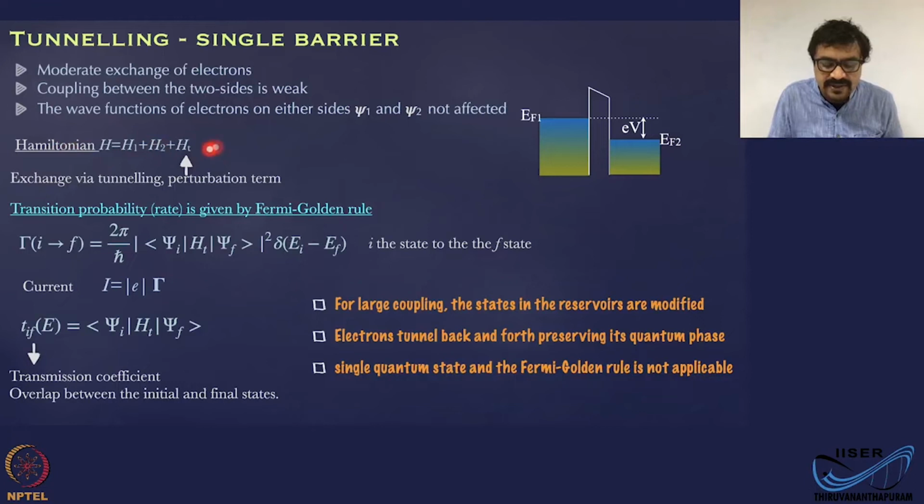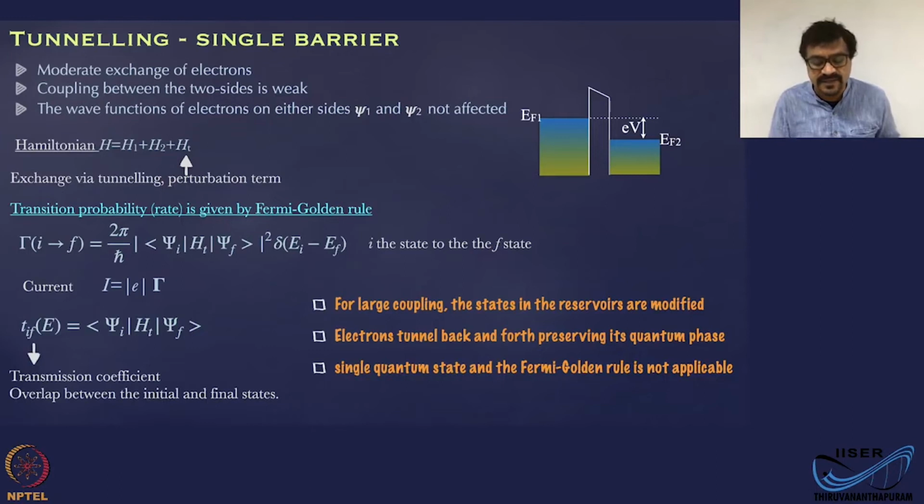The Hamiltonian in that regime is given by H1 and H2, the Hamiltonians of the states on either side, and HT is the perturbation term, or it represents the exchange by tunneling. Okay. So in this specific situation, you can calculate the transition probability or transition rate by applying Fermi's Golden Rule.